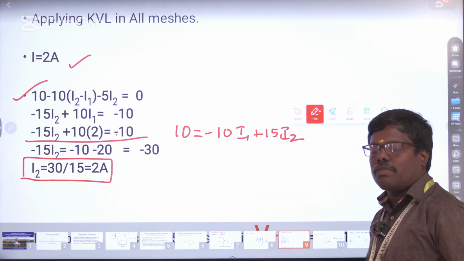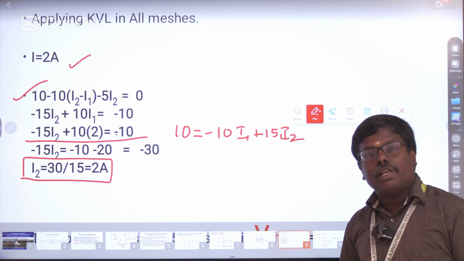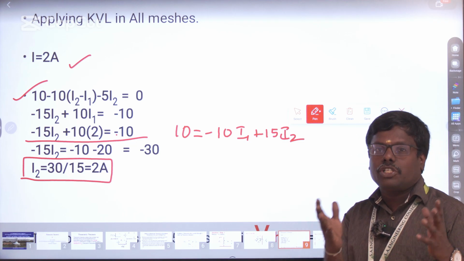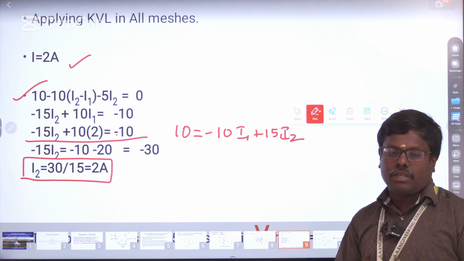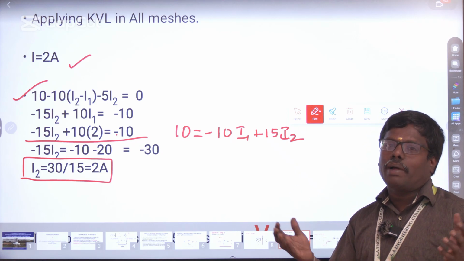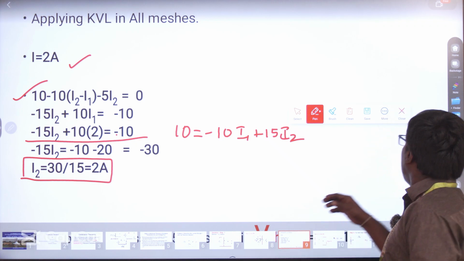From the equation itself directly, we should not go for the loop equation, and we should not waste time, because we have a shorter time for each problem in the exam question paper, so we have to manage our time. So what are the shortcut methods we have to follow? We have to follow them.